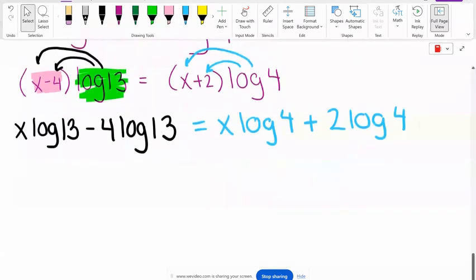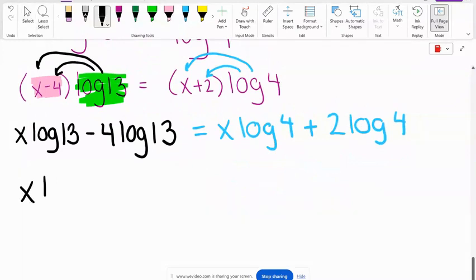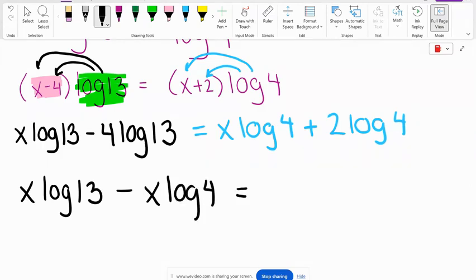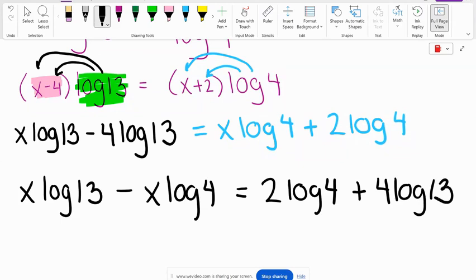the right. So I'm going to keep the x log of 13 here, but then I'm going to subtract x log of 4 to bring it over. And then I'm going to have 2 log of 4, but then I'm going to add the 4 log of 13. What do you think I'm going to do on the left side? Any guesses? Our goal is to solve for x, so I need to get it down to 1x.